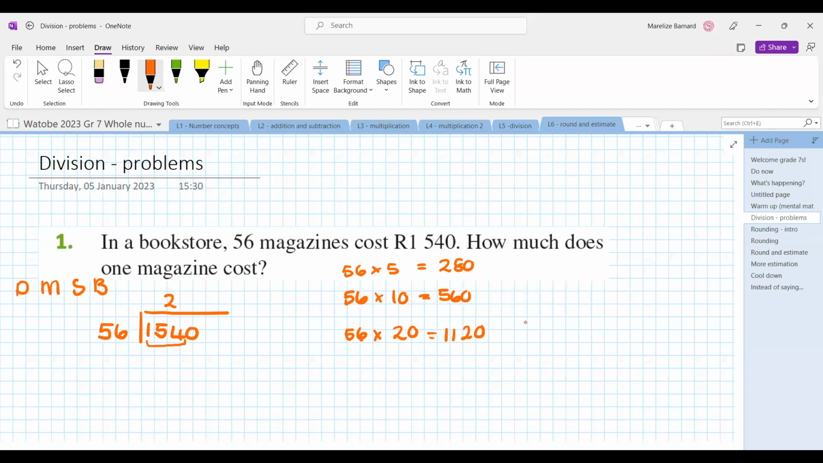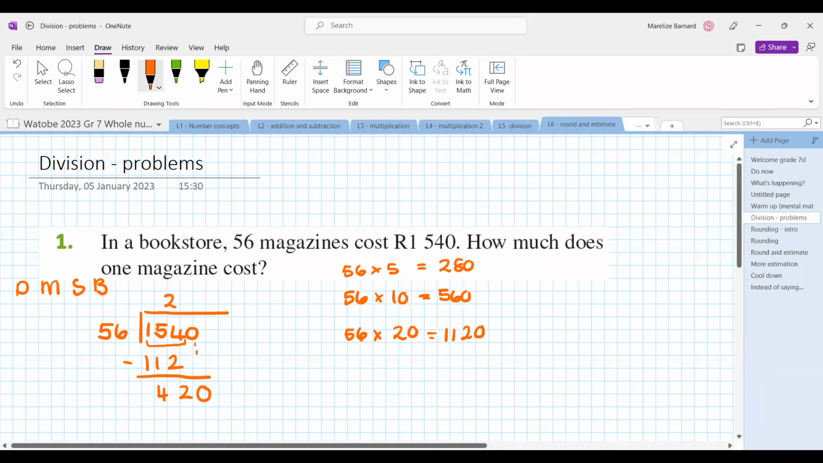So now we've divided. Now we're going to multiply. 2 times 56 gives me how much? Put it in the chat if you did it this way. 112. Nice. And now we must subtract. So 154 minus 112 gives me 42. Nice, Dimple.